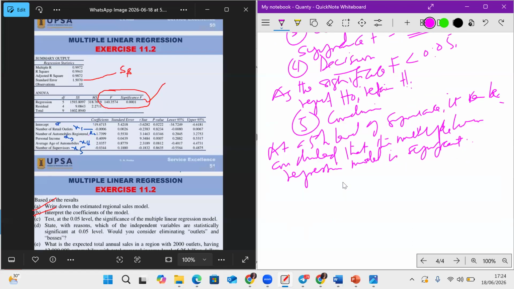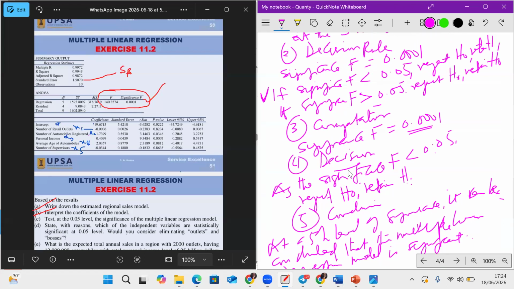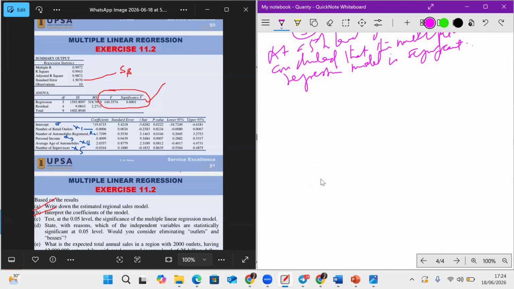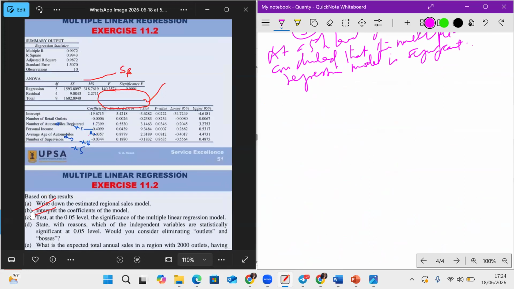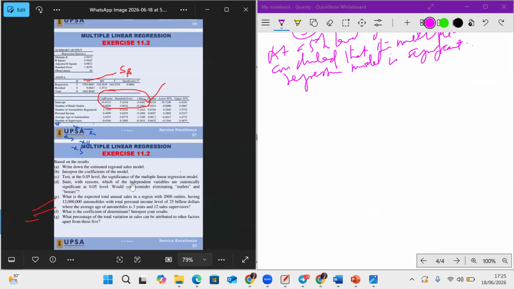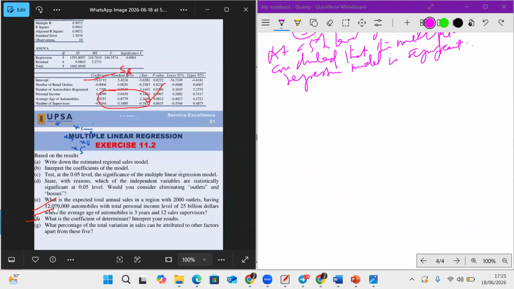Yes, sir. Okay. So if the question gives you 5 marks, you have to go through all the 5 steps. Are you good? Now we are done with C. Let's be quick. Now let's do the next one quickly.